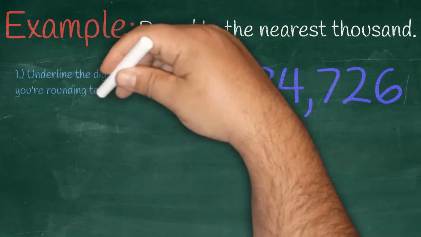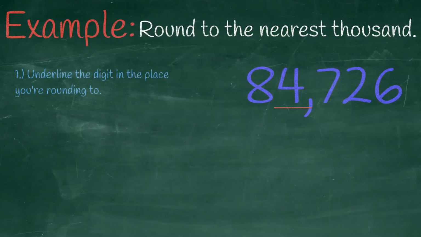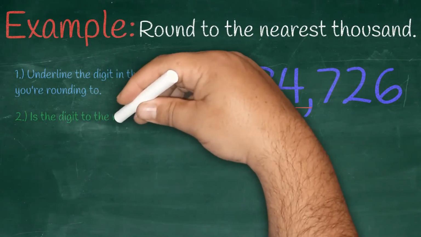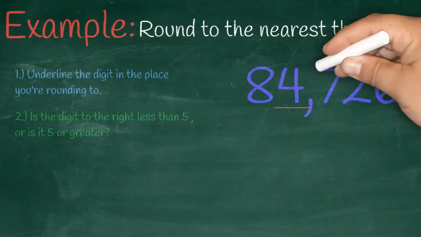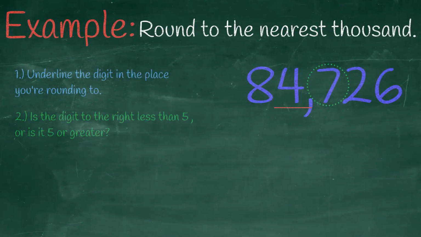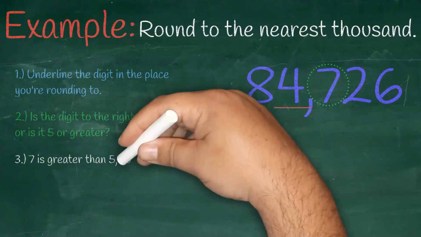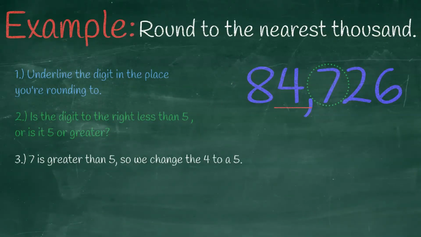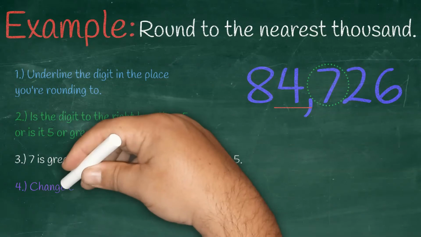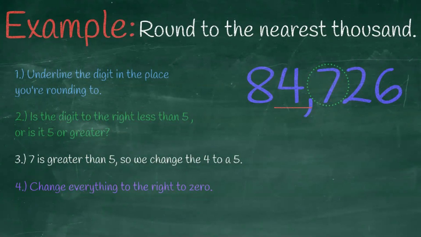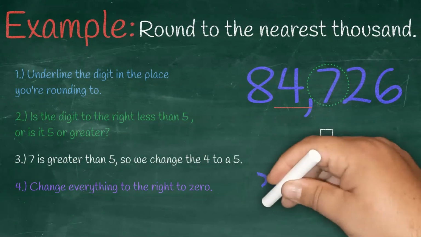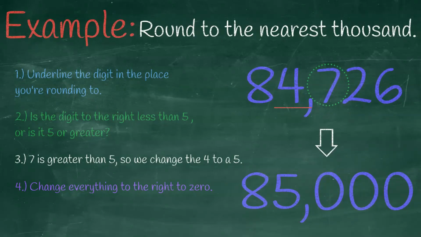Let's undo that and pretend we were asked to round to the nearest thousand instead. We'll underline the 4 since that's in the thousands place. What's the digit to its right? It's a 7. Now, since the number to the right of our target digit is 5 or greater, we get to increase our digit by 1 and change everything to the right to 0. Our rounded value is now 85,000.